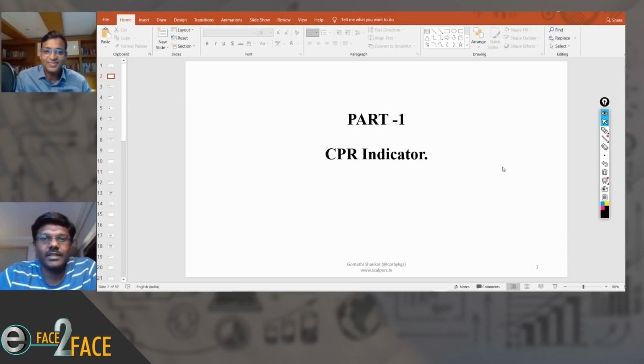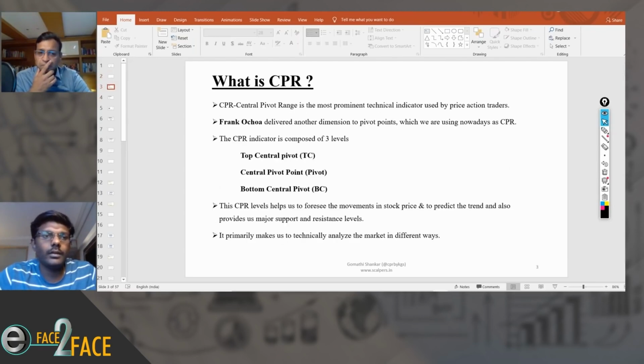Yeah, sir. So I have segregated my presentation into 3 parts. Part 1 is about the CPR indicator. So what is the CPR indicator? This has been a recent sensation in the stock market when it comes to indicators, and even now the CPR indicator has been introduced by Zerodha. This indicator has made such an impact among retail traders to approach the market in a price action way.